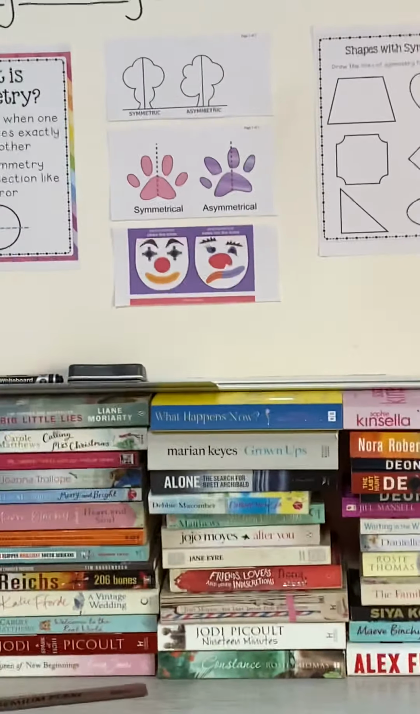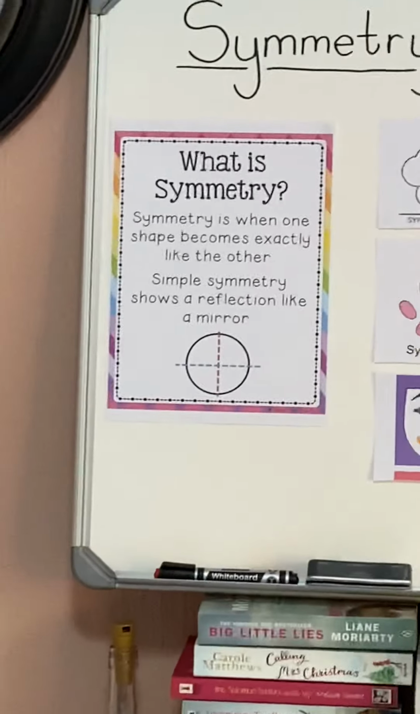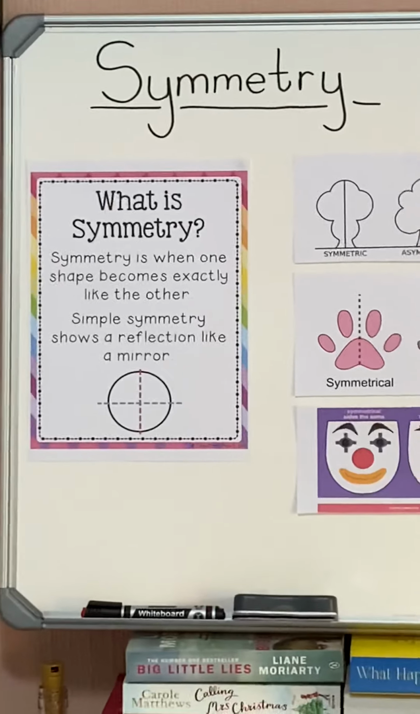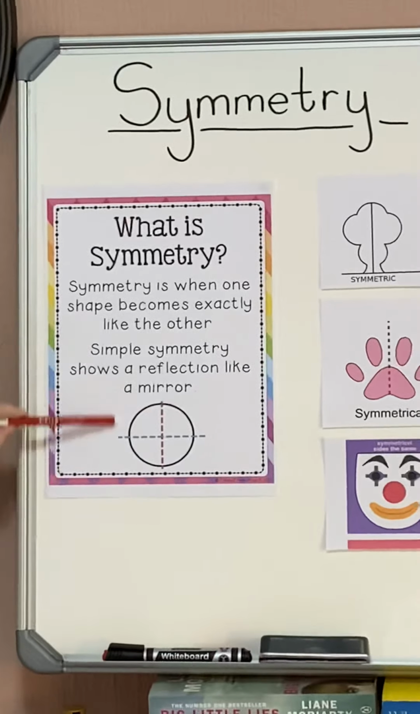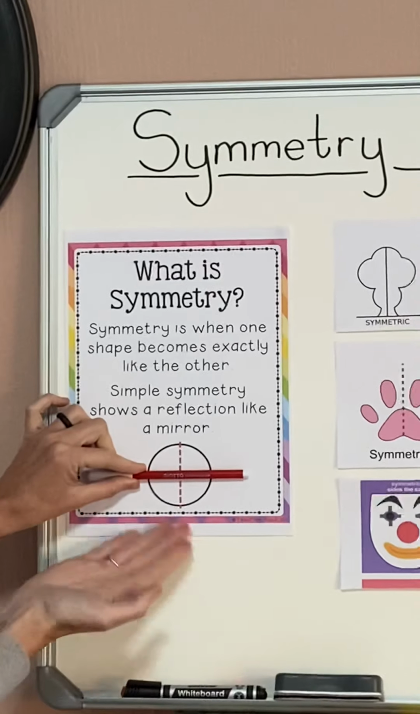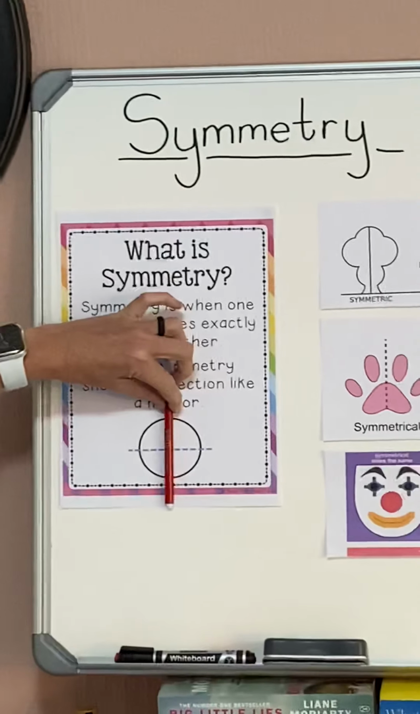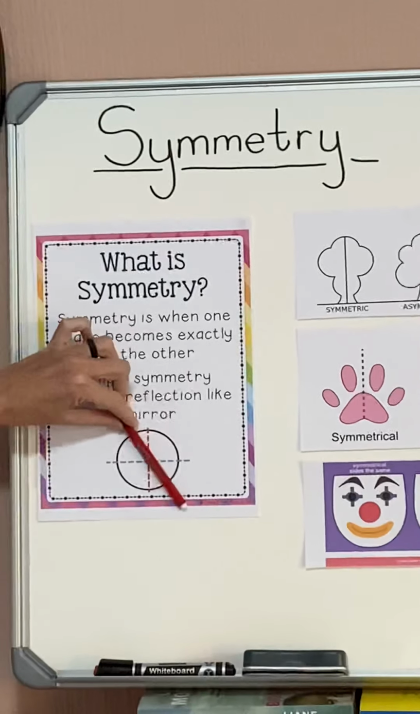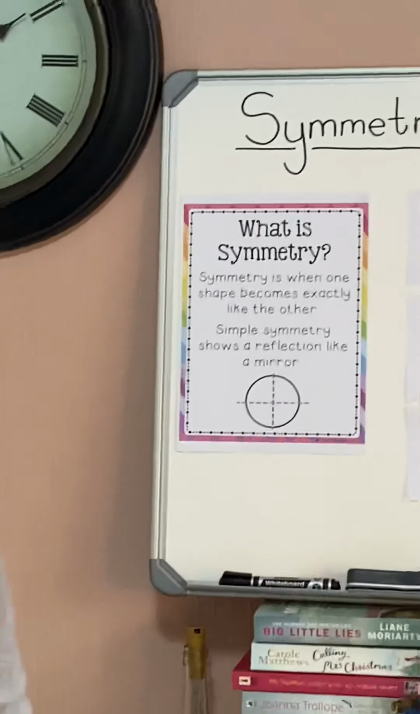So what we have here is, it says, what is symmetry? Symmetry is when one shape becomes exactly like the other. Simple symmetry shows a reflection like a mirror. So here when we've got the circle, if I had to cut it in half there and fold over, it would be equal. The same goes for that way, or actually in a circle it can go many different ways, but it just means that my two halves are going to be equal.